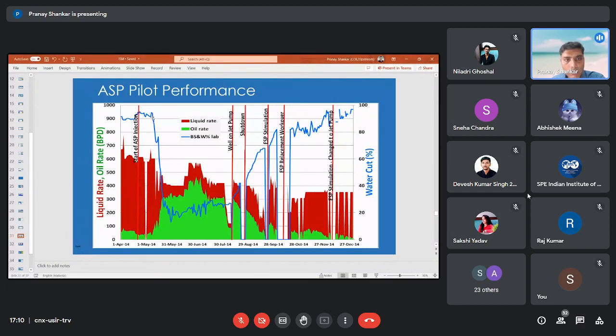Basically, you can see the water dropped from almost 90% to less than 20%, and remained there for a long time. And then again, you have water breakthrough, and then oil going down. So again, this shows you have swept more of your residual oil or more of your bypassed oil in the reservoir, and incremental recovery due to ASP.